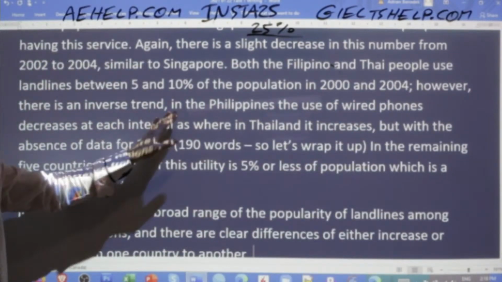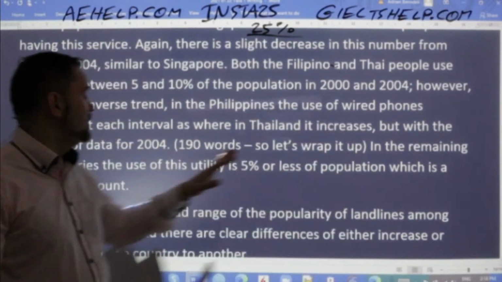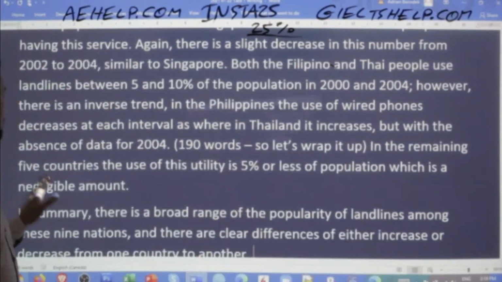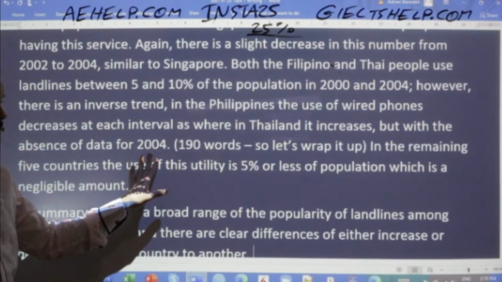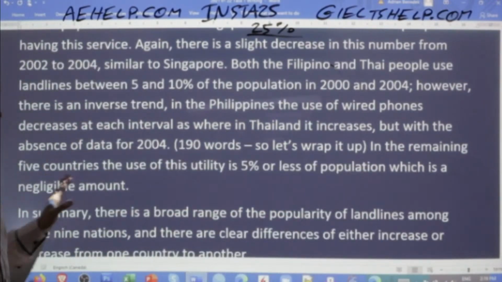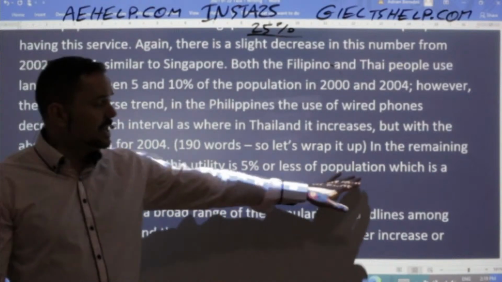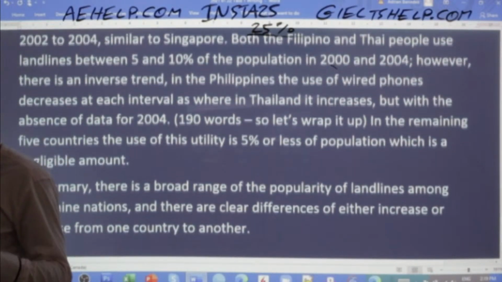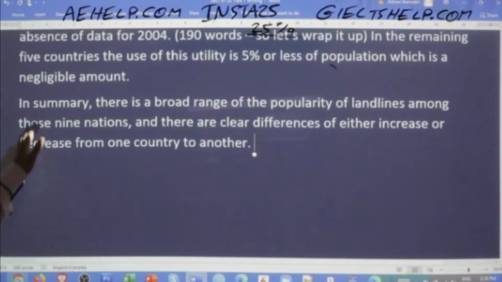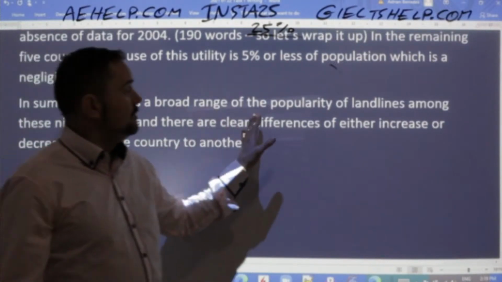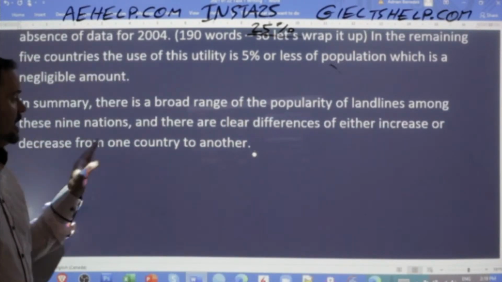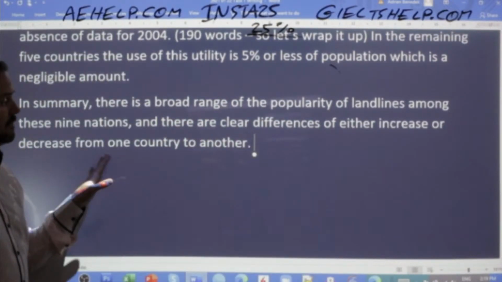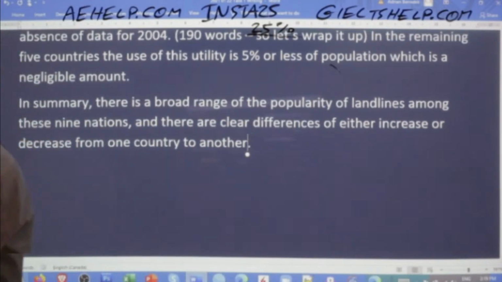However, there's an inverse trend in the Philippines. The use of wired telephones decreases at each interval, whereas in Thailand it increases, but with the absence of data for 2004. In the remaining 5 countries, the use of this utility is 5% or less of the population, which is a negligible amount, or you could say which is insignificant. In summary, there is a broad range of the popularity of landlines among these 9 nations, and there are clear differences of either increase or decrease from one country to another in the given years.